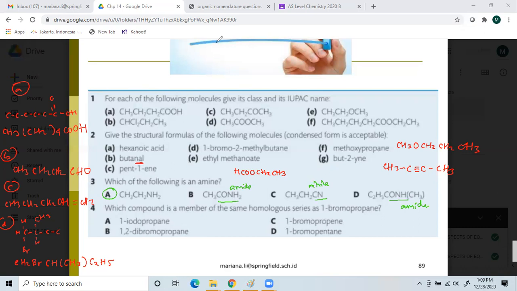Which compound is a member of the same homologous series as 1-bromopropane? Okay, I hope you still remember about homologous series. Homologous series only differ by one CH2. So methane, ethane, propane differ only by CH2. The functional group should be the same. It should not be A, since iodo differs from bromo. Not B, since it has two bromo, while this has only one. C, 1-bromopropene, is a different functional group. So it will be D. 1-bromopentane is in the same homologous series as this. Same functional group, just differing in the number of Cs.